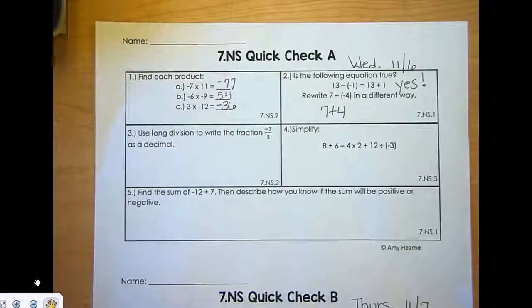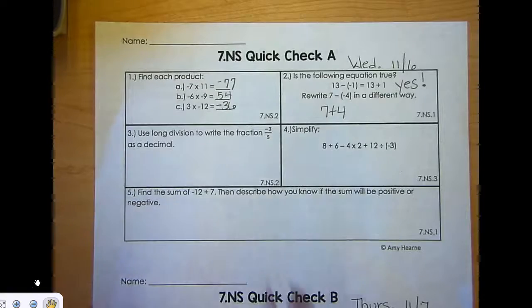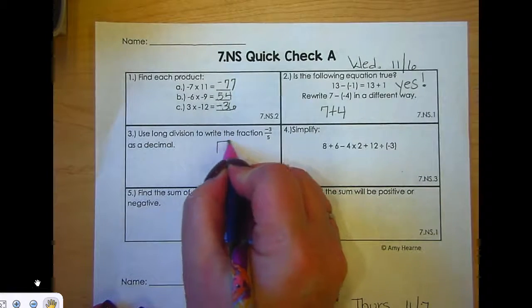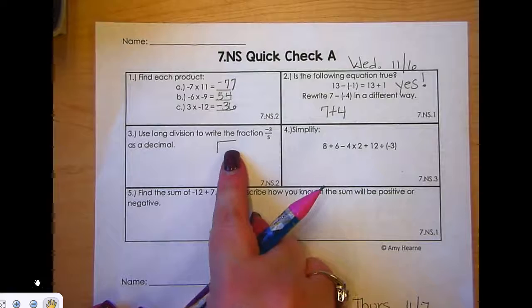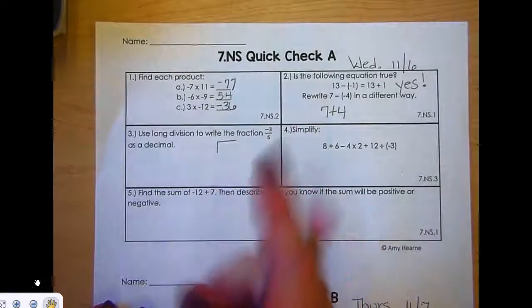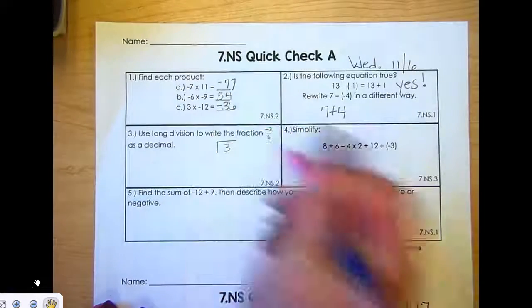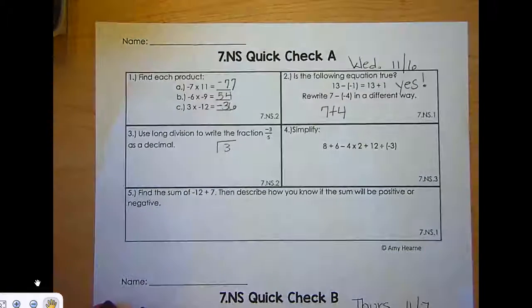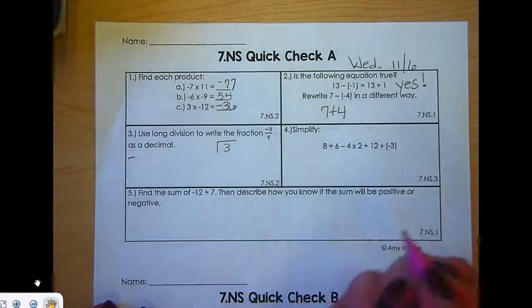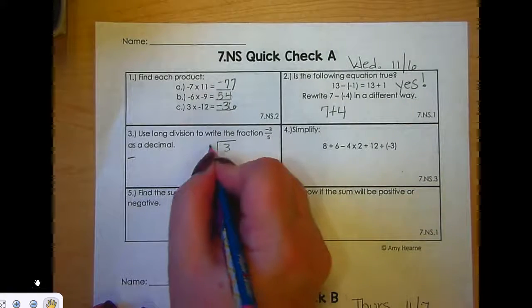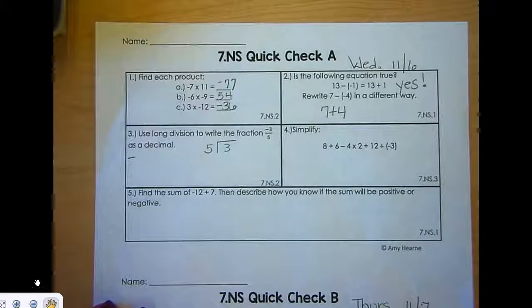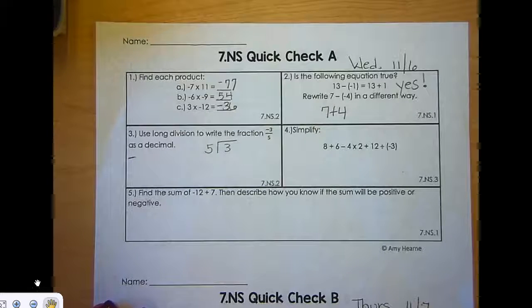3, use long division to write the fraction negative 3 fifths as a decimal. So when I draw the little doghouse, what number goes inside? Negative 3 or 3. We already know, is our answer going to be positive or negative? Our answer is going to be negative. I'm going to write that over here, and I'm not going to deal with the negative anymore. Put the 5 out here. Does 5 go into 3? No. What do I need to do?